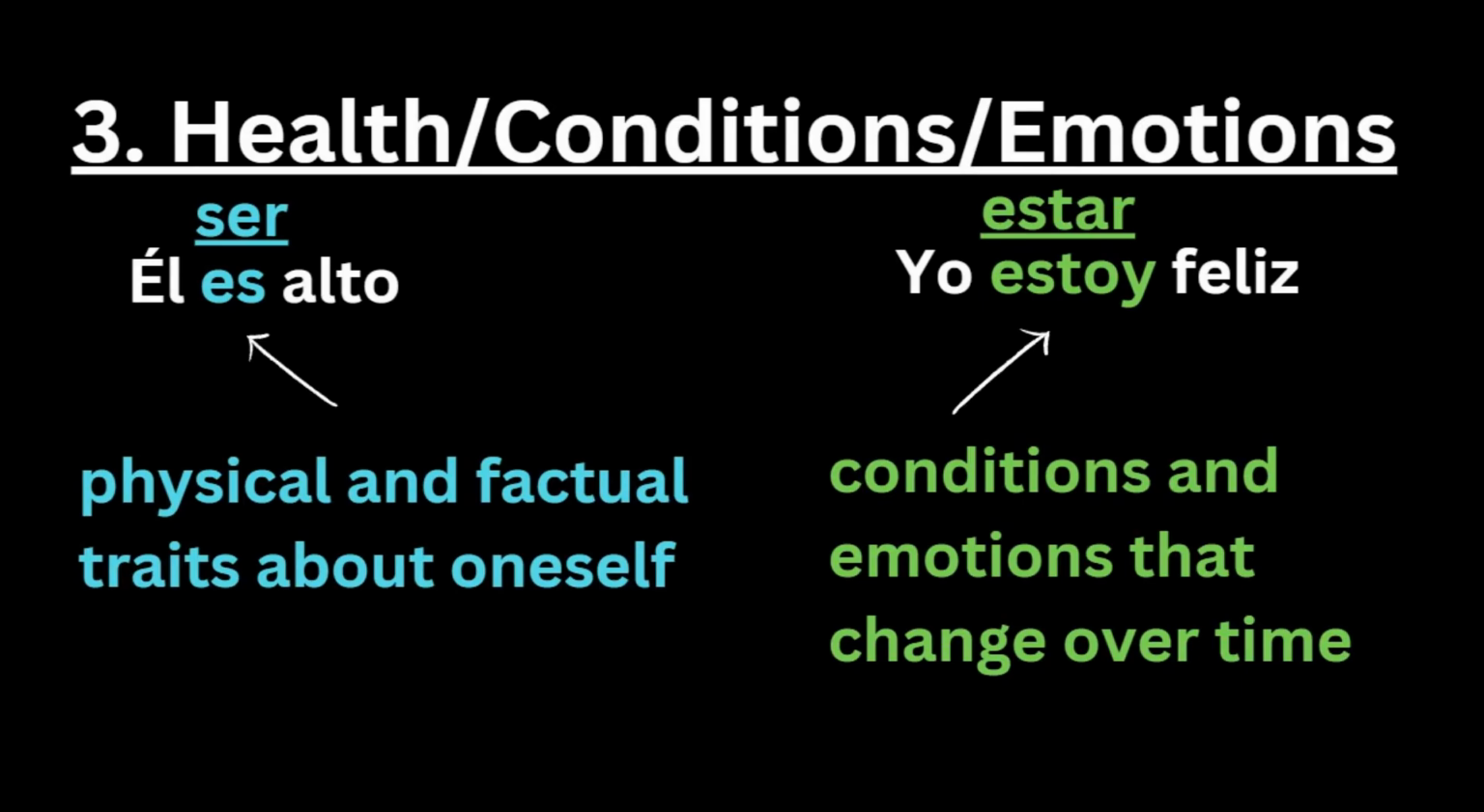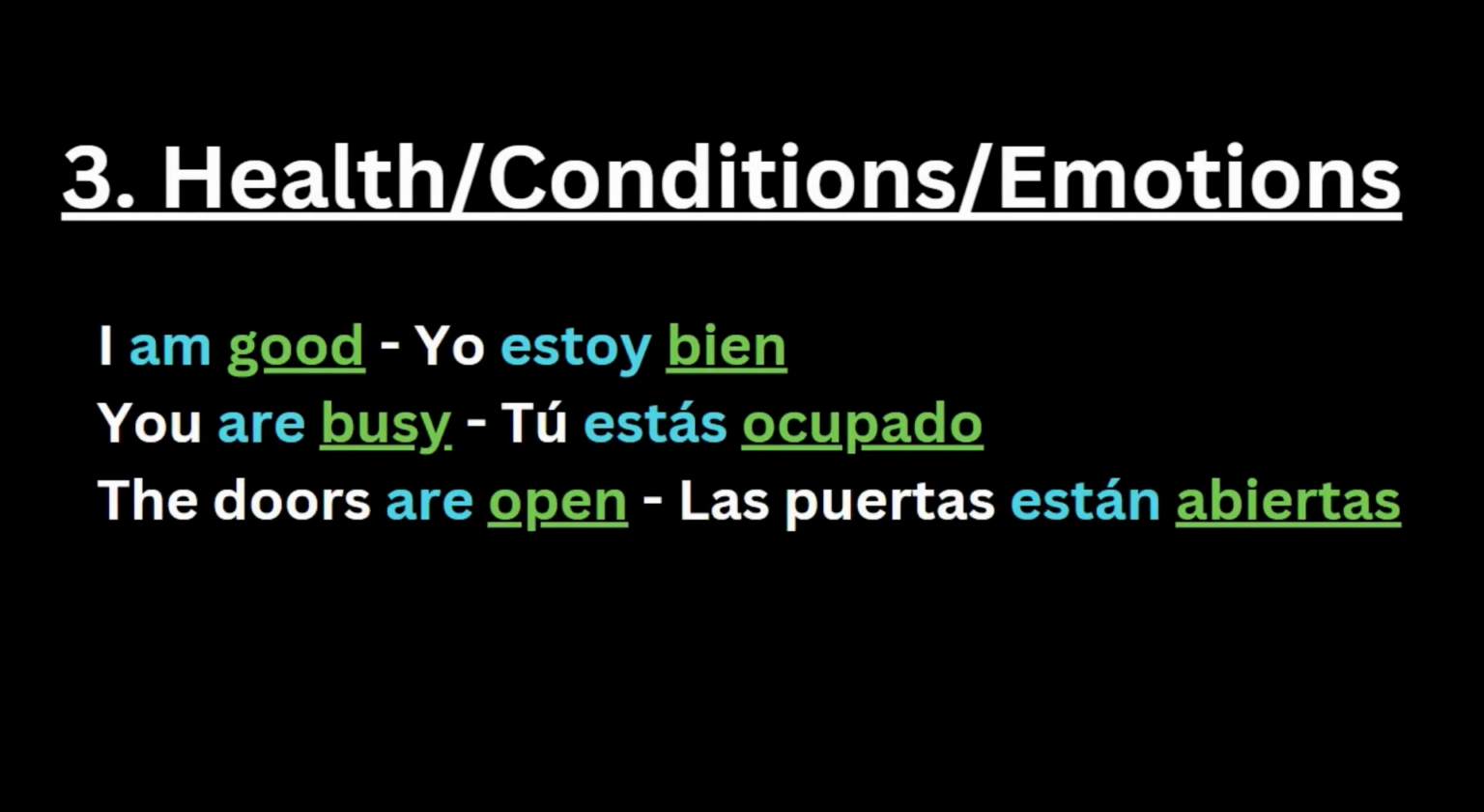And with conditions and emotions, you might find these phrases and adjectives to be the most practical. And 99% of the time, they all use the verb estar because all of these conditions are emotions that change over time and don't remain factual. I am good, estoy bien, indicates that I'm feeling good rather than me being a good person in general.